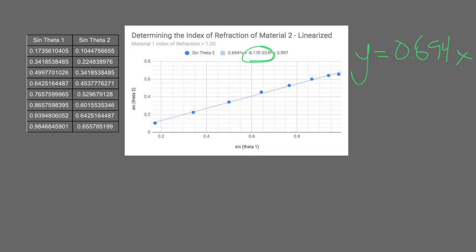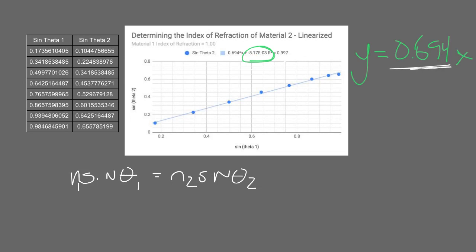And so obviously knowing the equation already is very helpful. And so using the idea of index of refraction, there's a relationship where n1 sine theta 1 is going to equal n2 sine theta 2. And so what does this slope tell me? What does this 0.694 tell me?